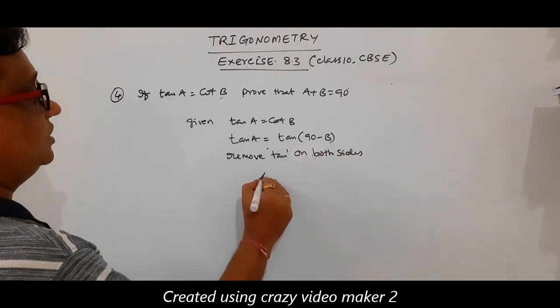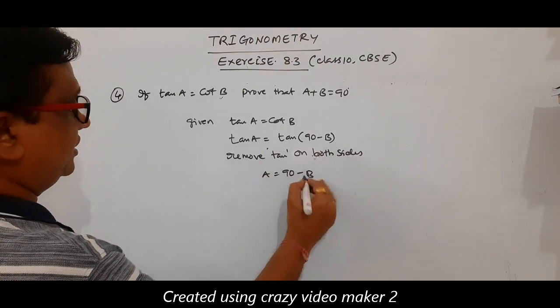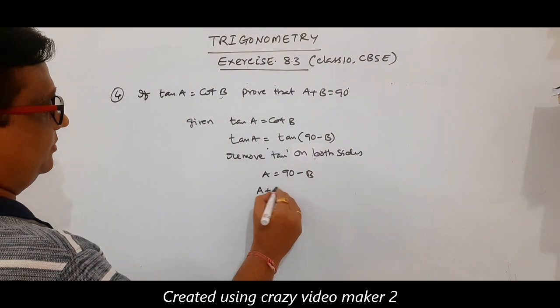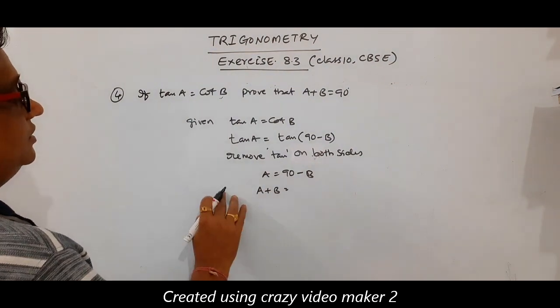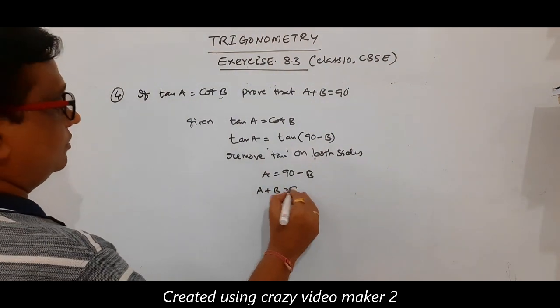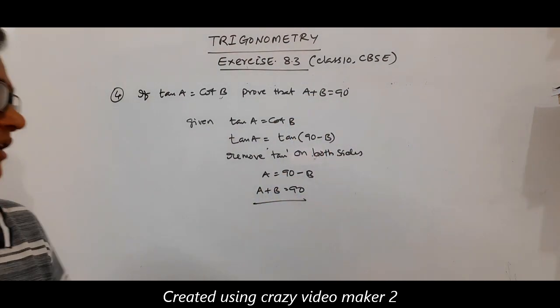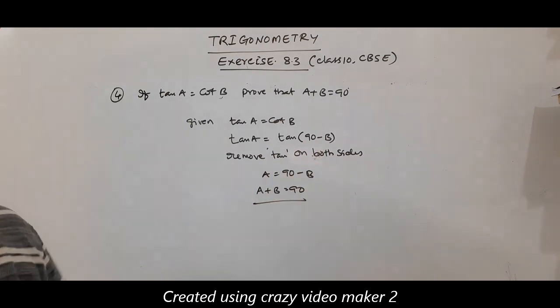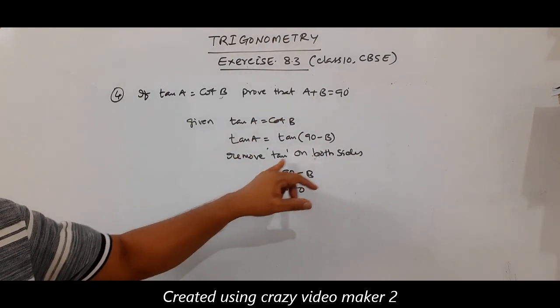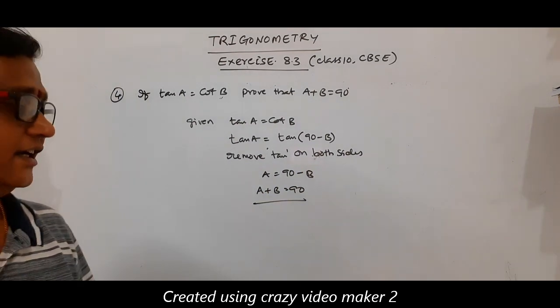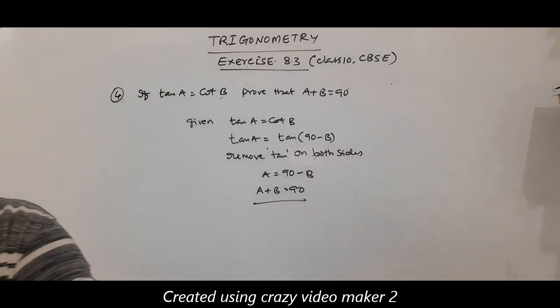So a equal to 90 minus b. B will come here, a plus b, transposing b here. So let's say a plus b equal to 90. This is the proof. So tan a equal to cot b. Tan a equal to tan of 90 minus b, changing cot into tan. So removing tan on both sides, a equal to 90 minus b, a plus b equal to 90 degrees.